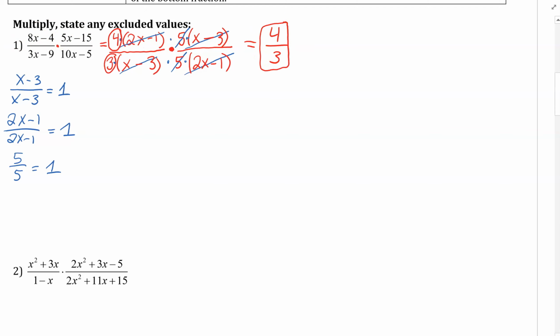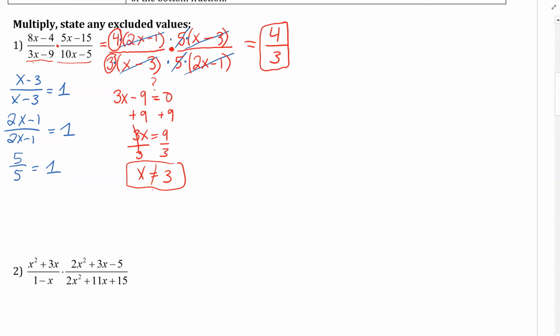But remember, dividing by 0 is not allowed. So I have to take these denominators, right? 3x minus 9 and 10x minus 5. And I have to make sure that I exclude whatever value of x would make them 0. So I set them equal to 0 and I solve to find what value of x is going to make 3x minus 9 equal to 0. And that is x equaling 3.